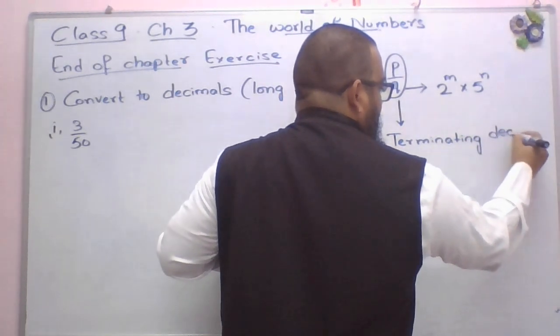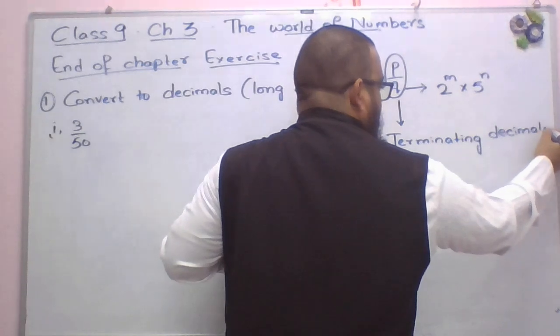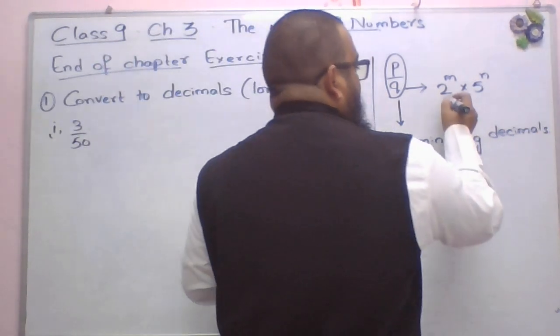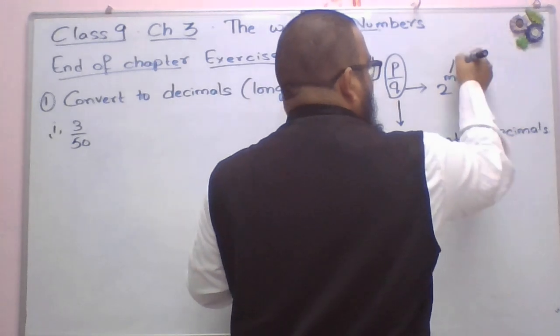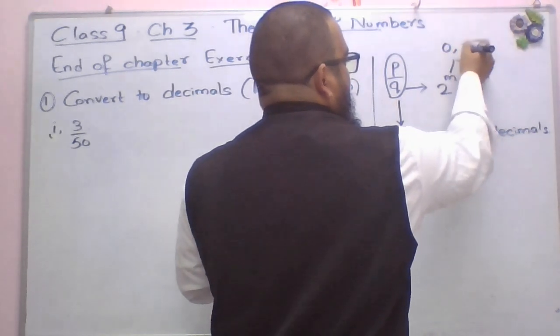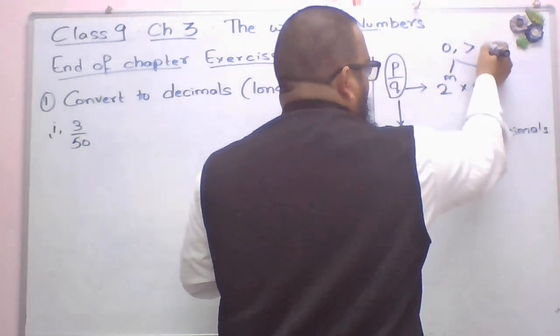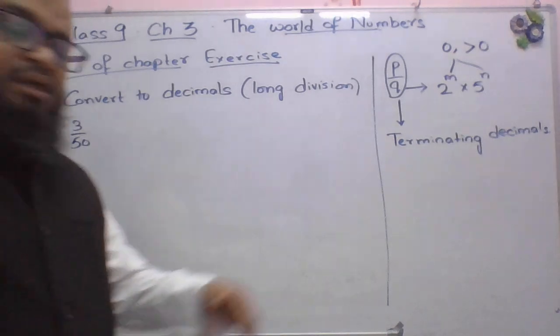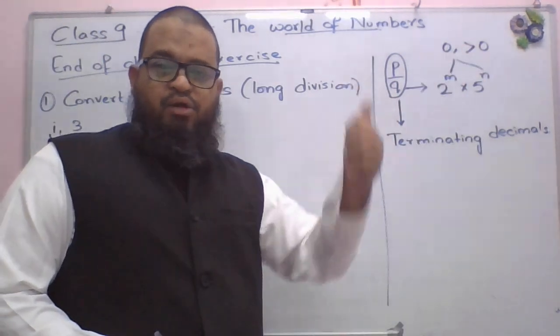Terminating decimals. Okay. Here, a small note. Let me tell you that this m and n can be 0 or greater than 0. Okay, it can be 0 or greater than 0. That means 0 and positive integers. It cannot be a negative integer.